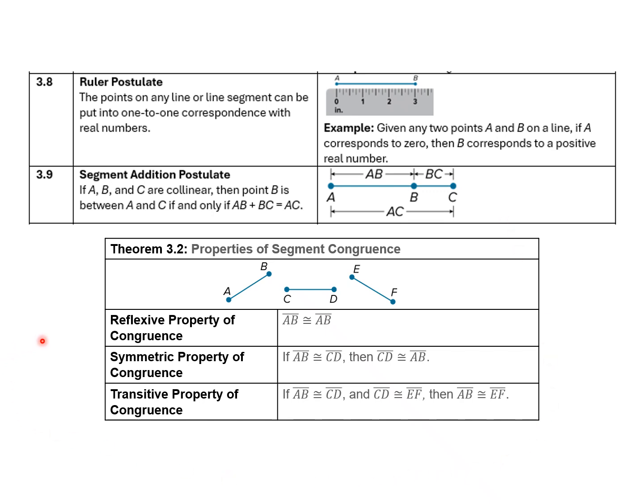Next, we have our properties of segment congruence. We have the reflexive property of congruence, which states line segment AB is congruent to line segment AB. The symmetric property of congruence, which states that if line segment AB is congruent to CD, then line segment CD is congruent to line segment AB. Last, we have the transitive property of congruence, which states if line segment AB is congruent to line segment CD and line segment CD is congruent to line segment EF, then line segment AB is congruent to line segment EF.